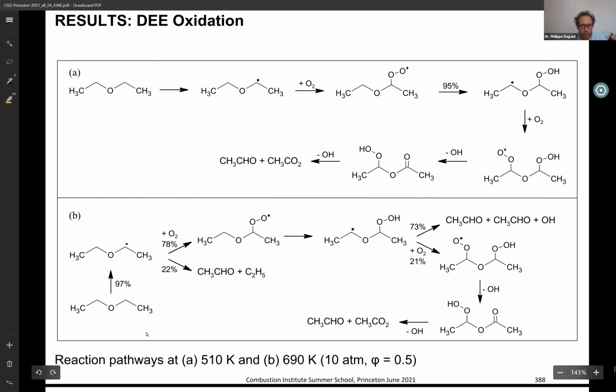At higher temperature, we still abstract from the same CH2 group here, but there are two channels: a minor channel, which produces acetaldehyde and ethyl, and the other one which is forming the same peroxy radical, so same isomerization. But that time, the major route doesn't go to the formation of the ketohydroperoxide and decomposition to form OH, but it will go to the decomposition of this radical to form OH, acetal and acetaldehyde.